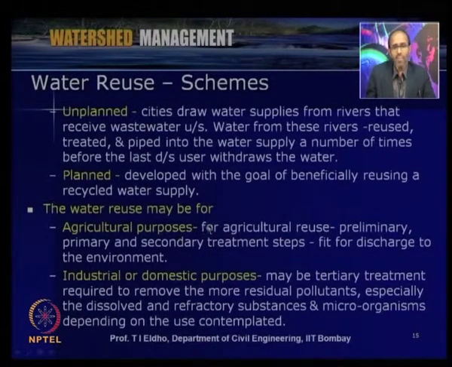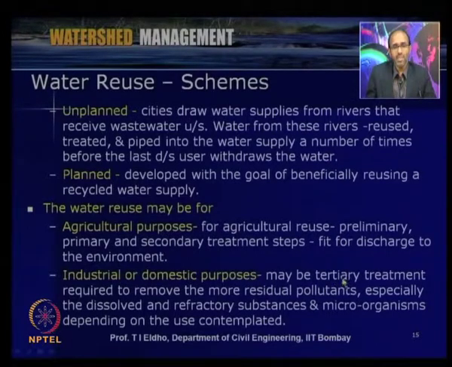For agriculture reuse, we may have to go for primary and secondary treatments, as we discussed in the last lecture. Where industrial or domestic purposes are concerned, we may have to go for tertiary treatment also, to remove more residual pollutants, especially dissolved and refractory substances and microorganisms, depending on the intended use. So whether it is an unplanned or a planned reuse scheme, accordingly we have to go for the treatment and the reuse.